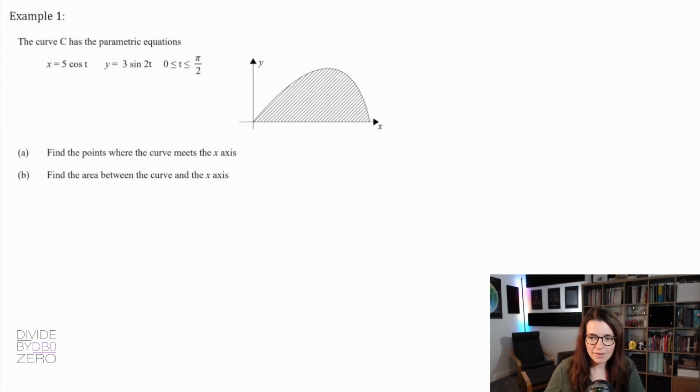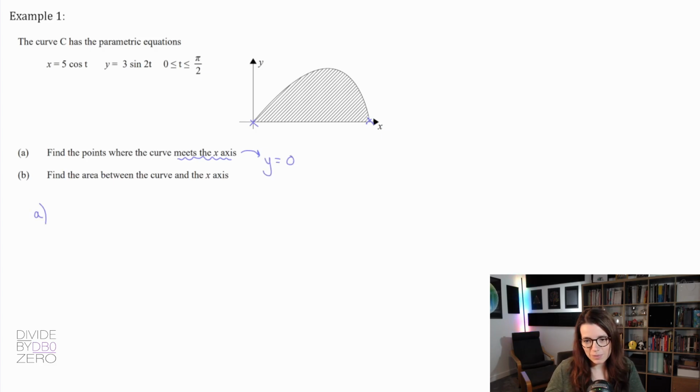So here's the example. We have a curve that has parametric equations x equals 5 cos t and y equals 3 sine 2t. T goes between 0 and pi over 2. Part A, find the points where the curve meets the x-axis. So that will be 2 points here and here. And generally, when we're meeting the x-axis, that always means y is going to be 0.